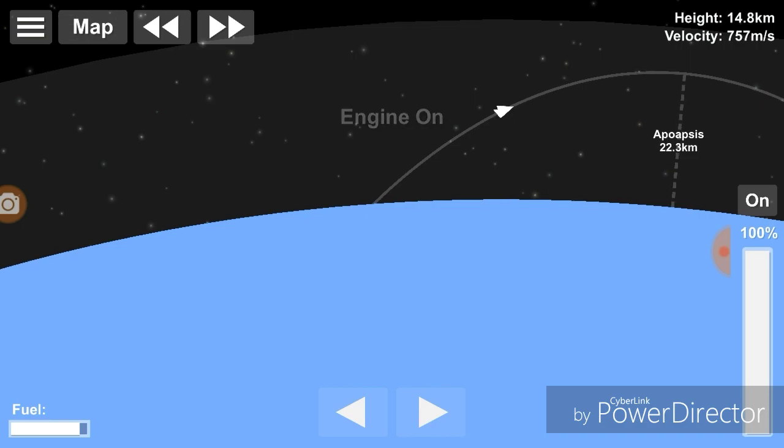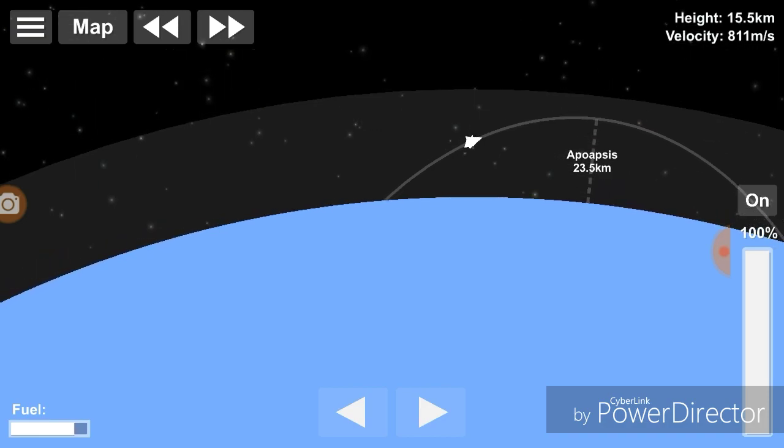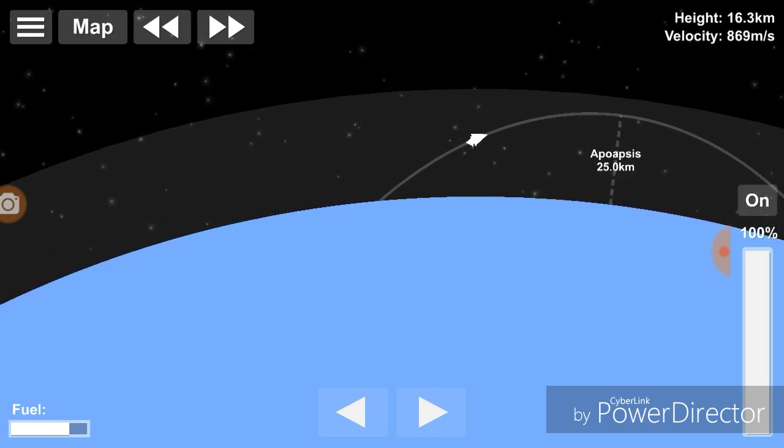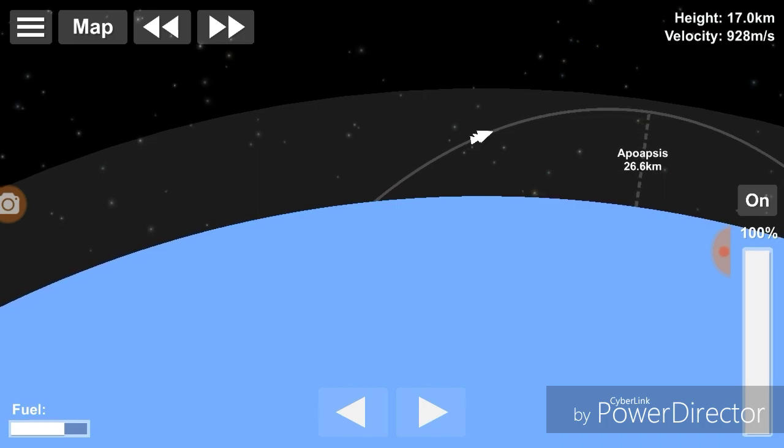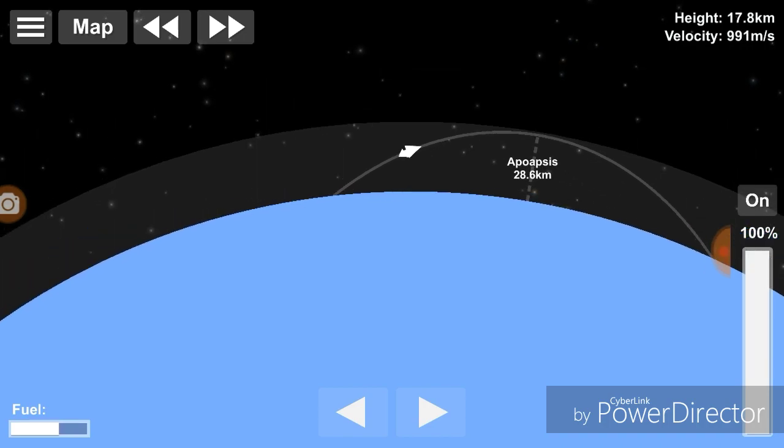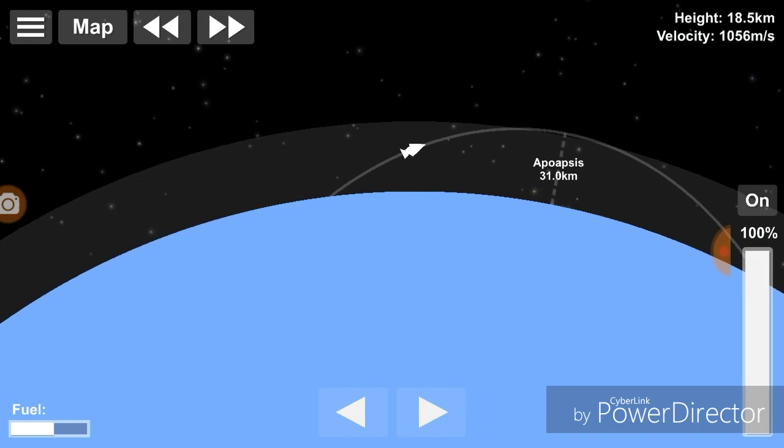Now, in this case we have a suborbital trajectory. Suborbital trajectories are basically trajectories that do not make orbits. They are suborbital.